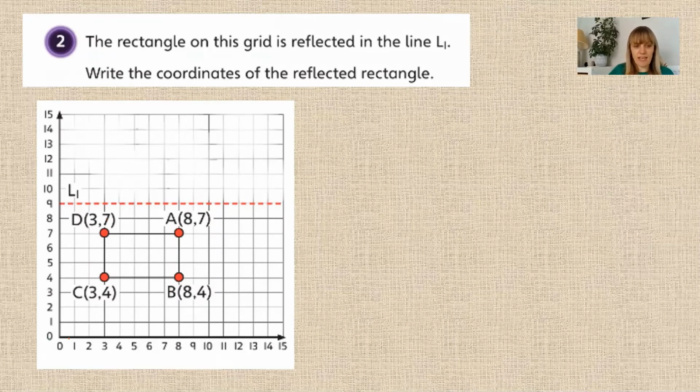So A is at 8, 7. B is at 8, 4. C is at 3, 4. And D is at 3, 7. Now here's our mirror line. And you've got to reflect this rectangle over the mirror.